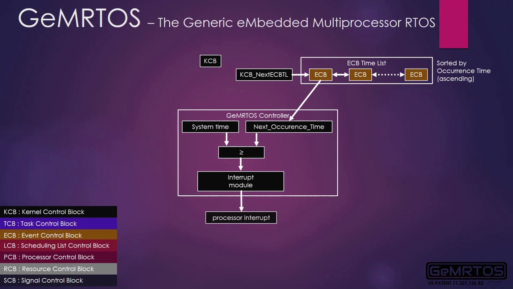Timed interrupts are thus supported by inserting an event control block into the event time list. The interrupt service routine will handle the event based on its type. Various types can be defined, including periodic task release, task deadlines, and timeouts, among others.